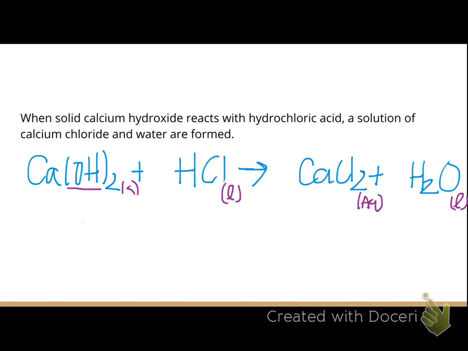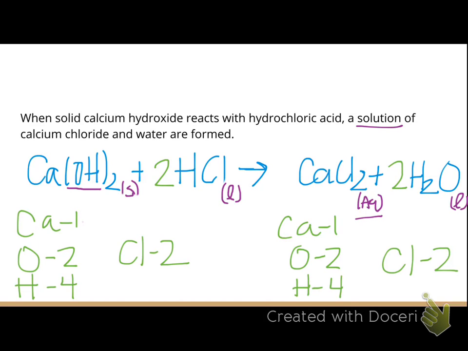Okay, and that is a solid. You are told that in the problem. Plus hydrochloric acid, which is a liquid, forms or produces calcium chloride, a solution of, which tells you it's aqueous, and water, which is a liquid. So now pause and then balance and come back. All right, so here's your balanced equation. 1 calcium hydroxide plus 2 hydrochloric acids yields 1 calcium chloride plus 2 waters.